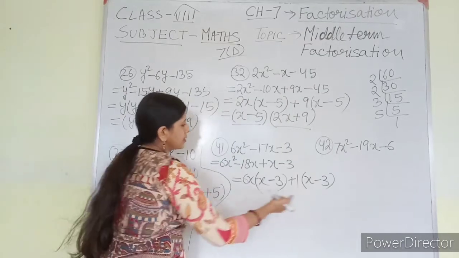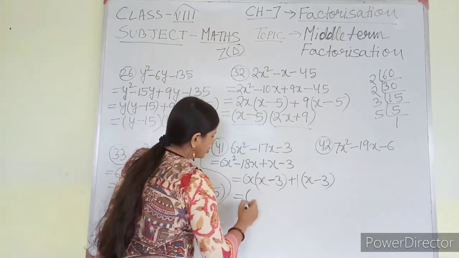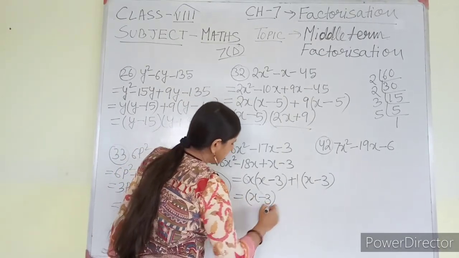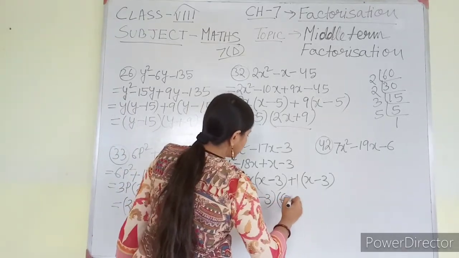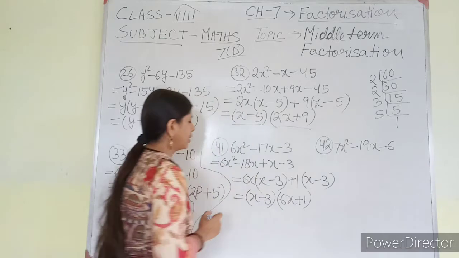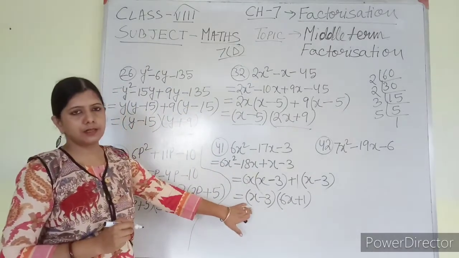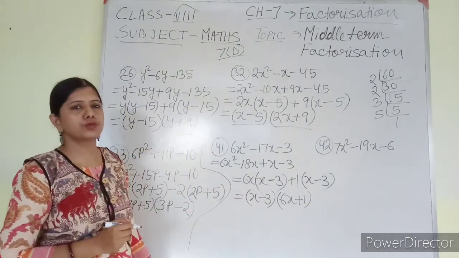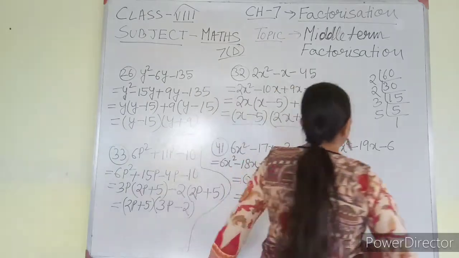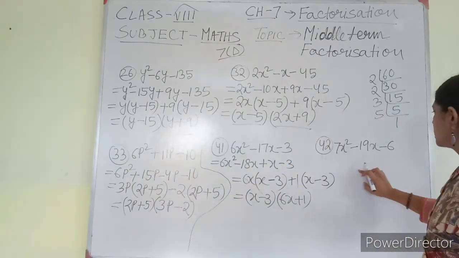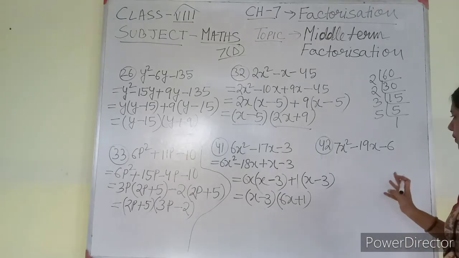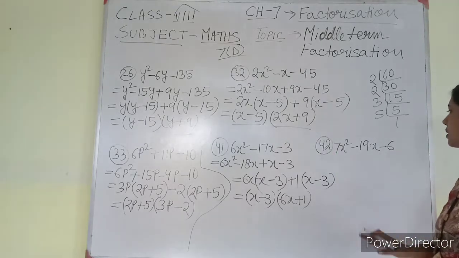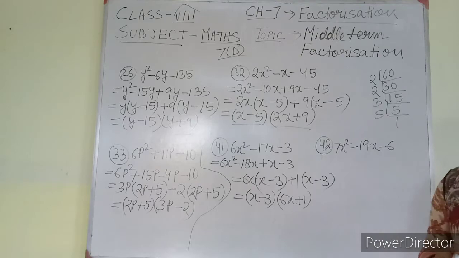Now look, x minus 3, x minus 3. So x minus 3 is common, and the other factor is 6x plus 1. So this is my answer. Understood? In this way you have to solve. Another one, 42. 6 into 7 is 42. The question number is also 42 and 6 into 7 is also 42.